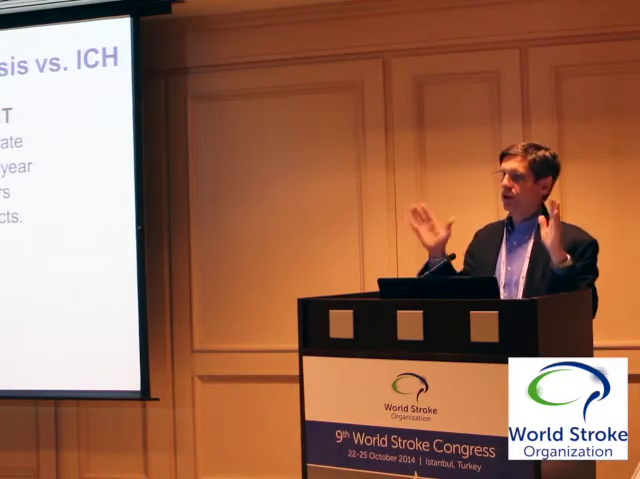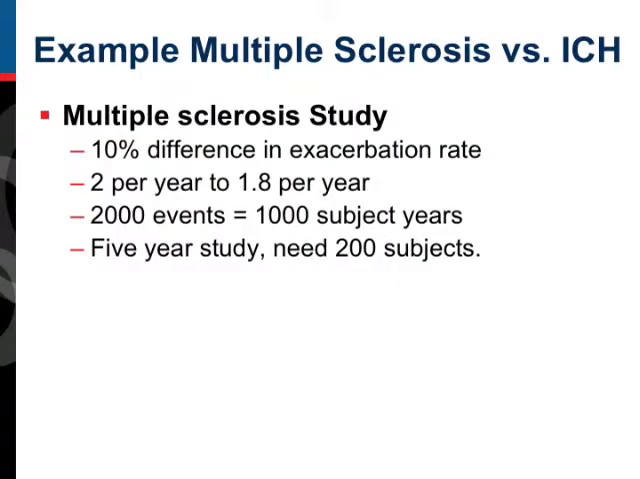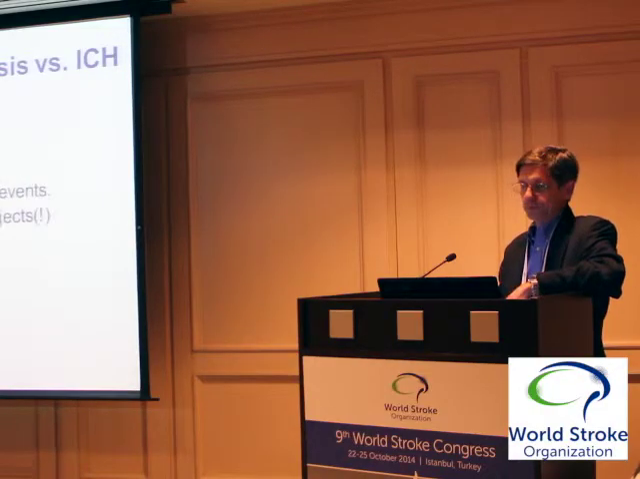So let's give you an example of two diseases and how one design is better than another for answering the question. Let's say we have multiple sclerosis, and I'm interested in the effect of a drug on a 10% decrease in the exacerbation rate. I know, because you have knowledge about the prevalence of disease and how it acts, that there are 2 exacerbations per year per person in MS, and you want to get down to 1.8. You would get 2,000 events in 1,000 subject years with a 5-year study, and you need 200 patients, essentially. So you can do this in a randomized controlled trial.